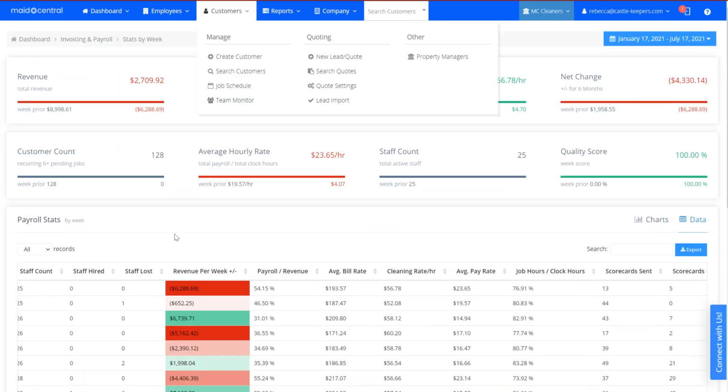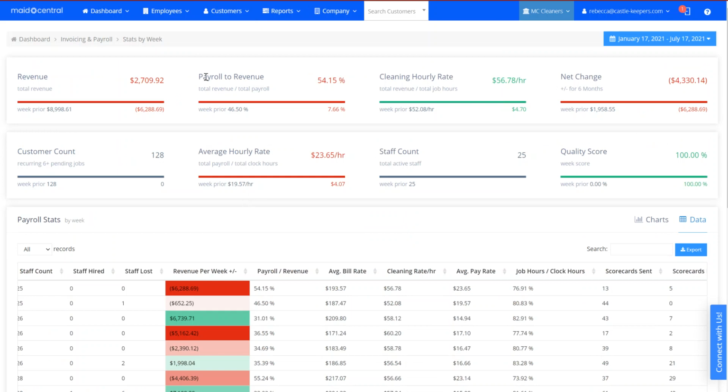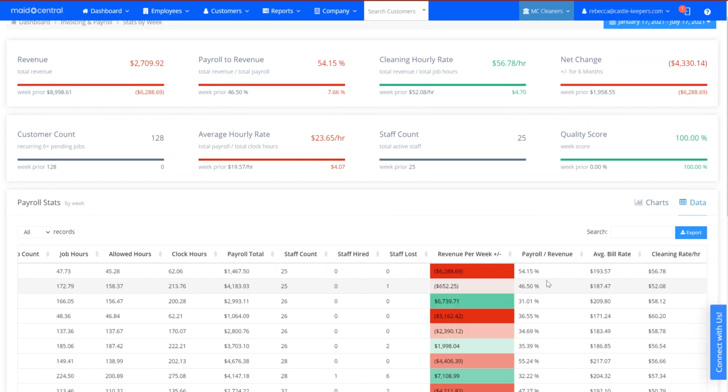The beta stats by week report, of course, you've got your charts up here. And the reason it's still in beta is because we know there's particular things that are still not working on this report, but it does have some really, really good data. So by using this report, you can find out a lot of information by clicking on the data tab. So for example here, I'm just going to scroll down.